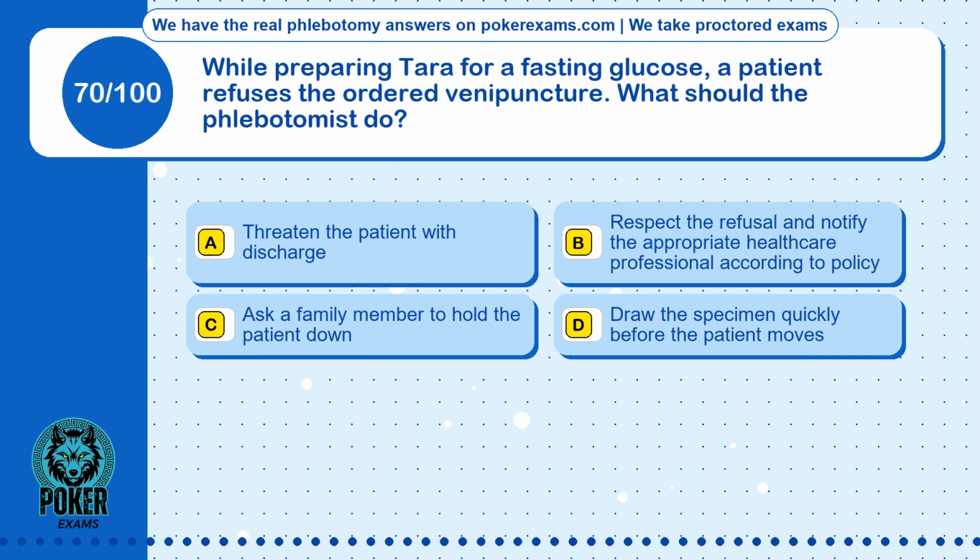Question 70. While preparing Tara for a fasting glucose, a patient refuses the ordered venipuncture. What should the phlebotomist do? Option A. Threaten the patient with discharge. Option B. Respect the refusal and notify the appropriate healthcare professional according to policy. Option C. Ask a family member to hold the patient down. Option D. Draw the specimen quickly before the patient moves.